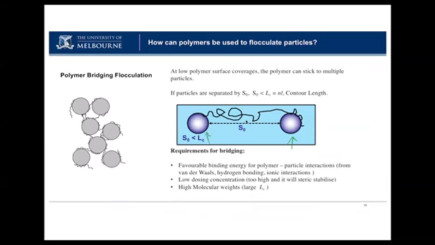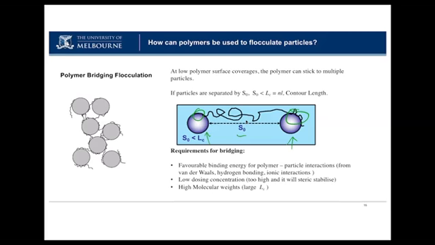And so it will stick on both particles, and it'll eventually stick more on them and cause them to stick together and form a flock. Basically, this works when the distance between the particles is less than the contour length of the polymer. So it's got to be closer than the contour length of the polymer, and it will cause particles to stick together. So bridging is actually very common in water treatment. When you use polymers for water treatment, this is what they do, is they'll add polymers to flocculate things.